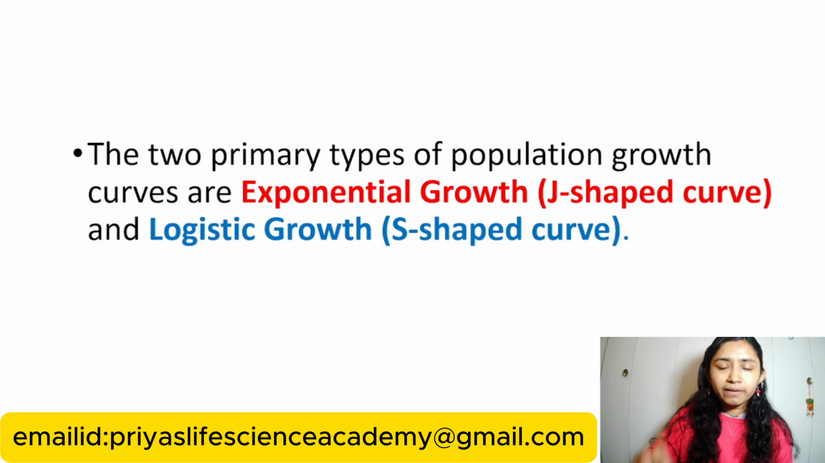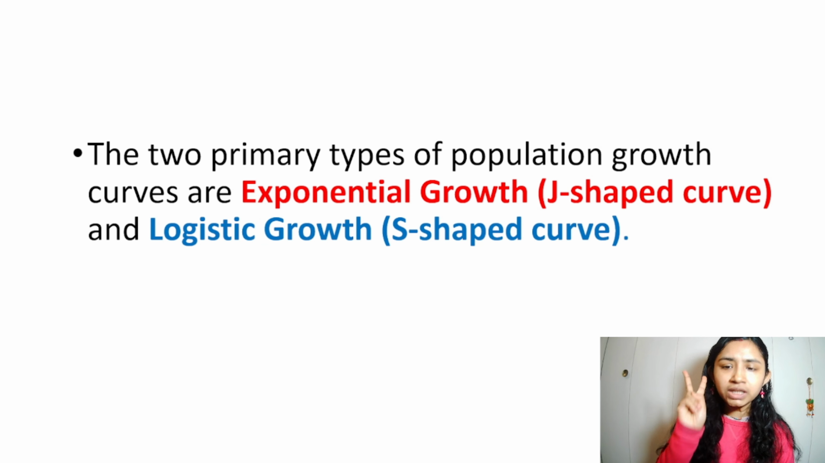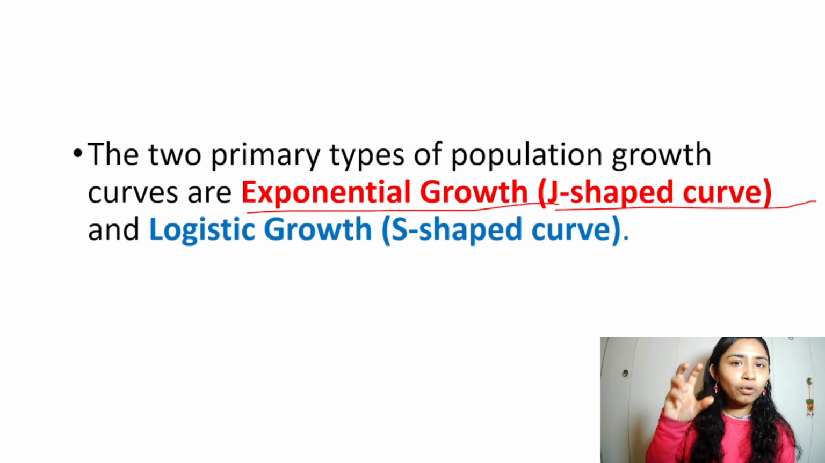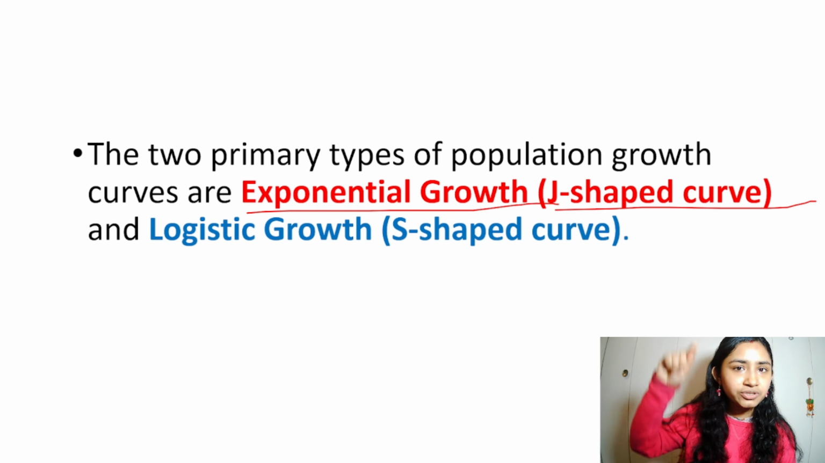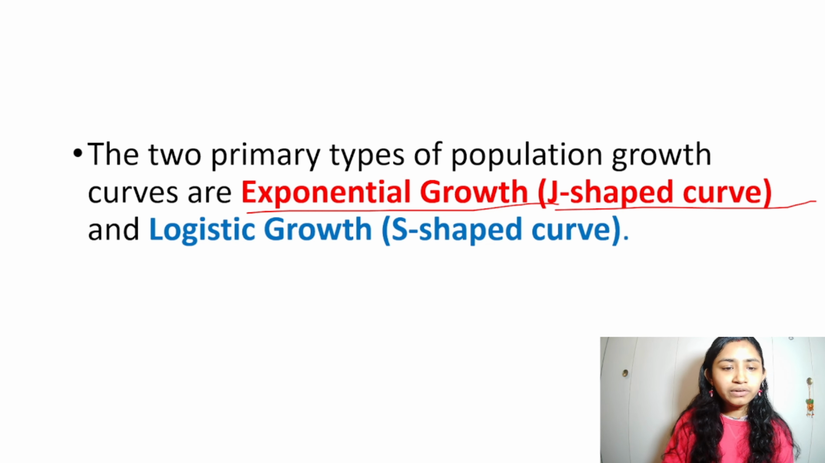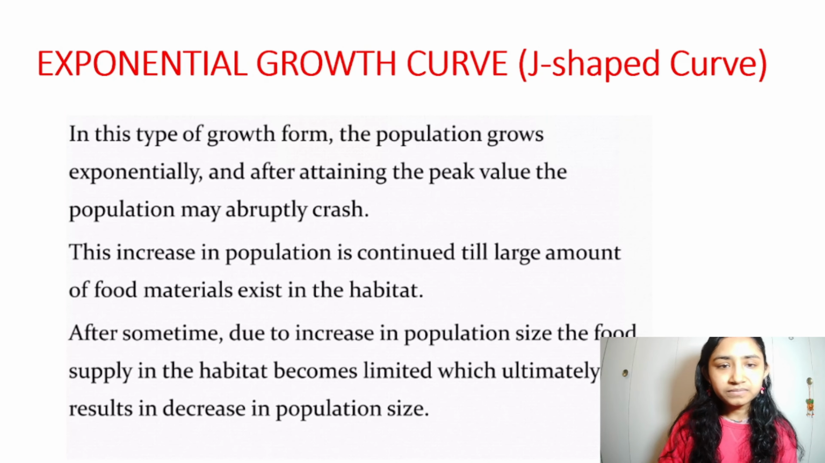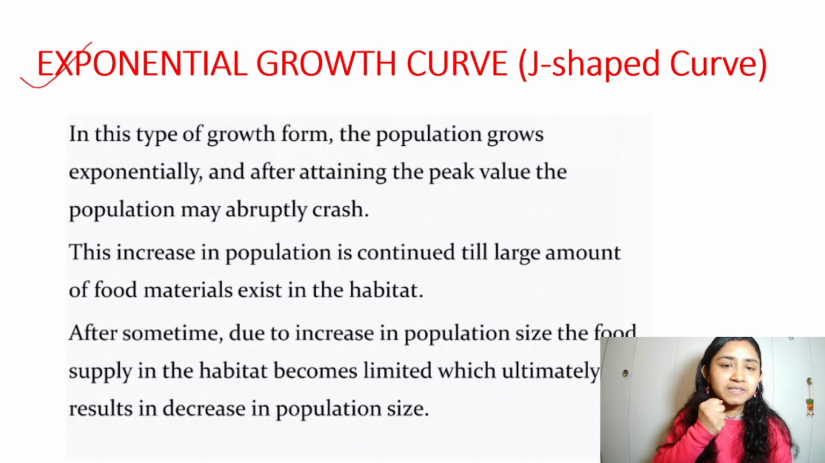There are two types of population growth curves. One is exponential growth and one is logistic growth. Exponential growth is also known as a J-shaped curve, because this growth gives us a pattern of a J-shaped curve. And the other is logistic growth, which gives us a pattern of an S-shaped curve. Now, the exponential growth curve, the J-shaped curve. In this type of growth form, the population grows exponentially.